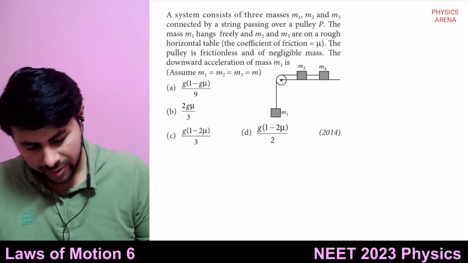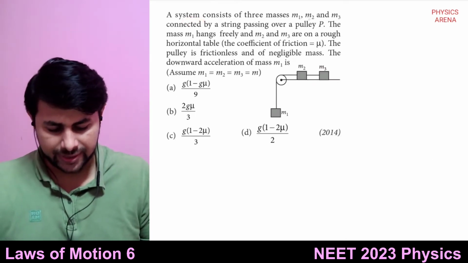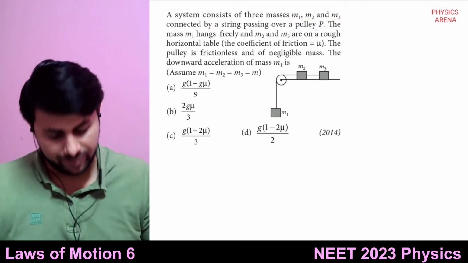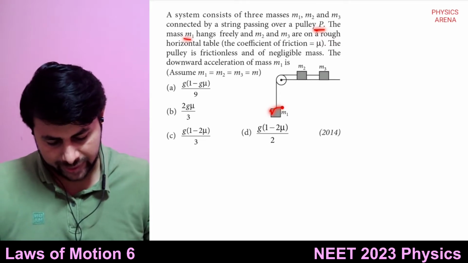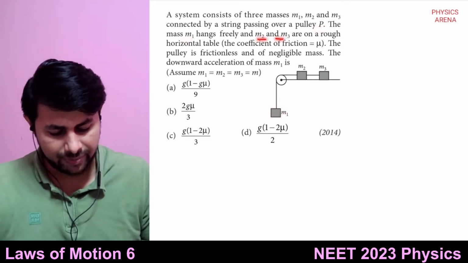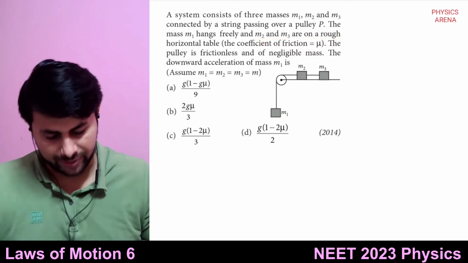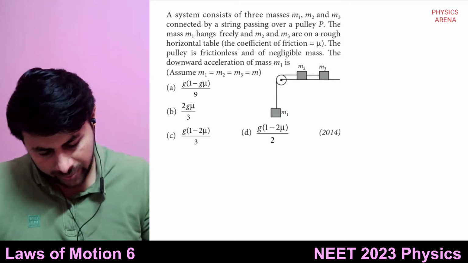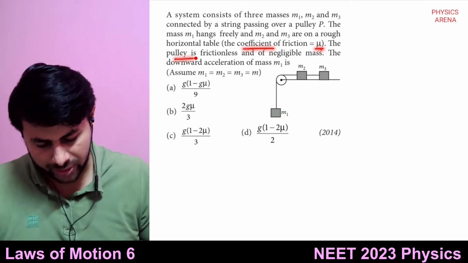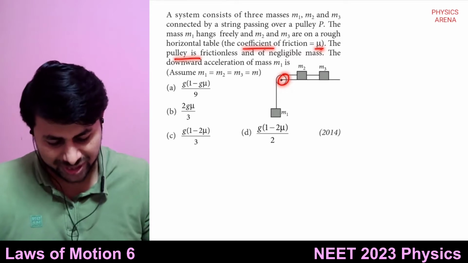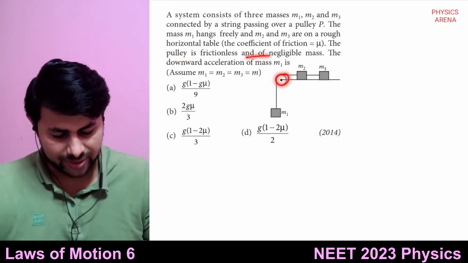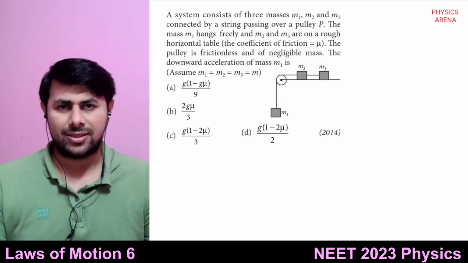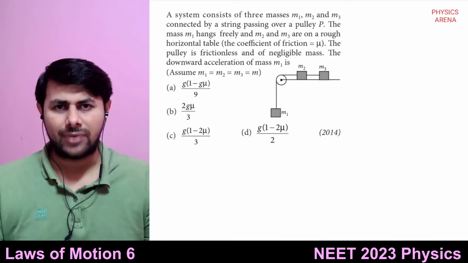Okay, this is clear. A system consists of three masses m1, m2 and m3 connected by a string passing over a pulley P. The mass m1 hangs freely and m2 and m3 are on a rough horizontal table. The coefficient of friction is mu. The pulleys are frictionless and of negligible mass. The downward acceleration of mass m1 is? So now there is some acceleration, and that we have to find out.